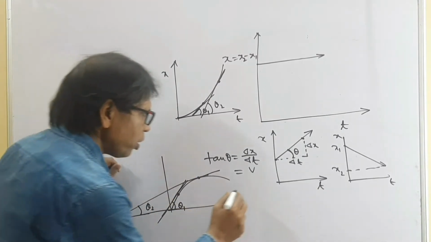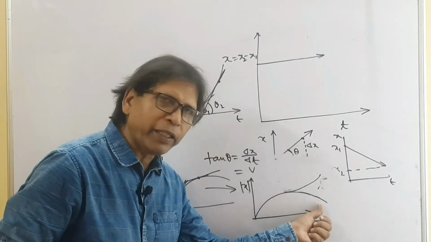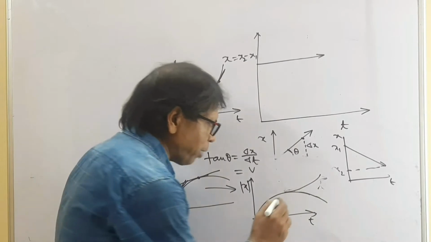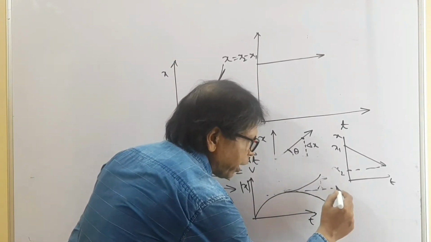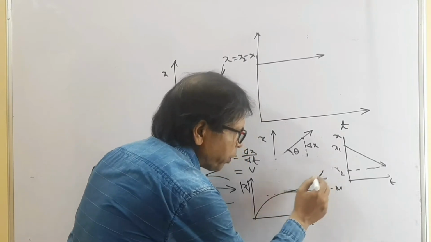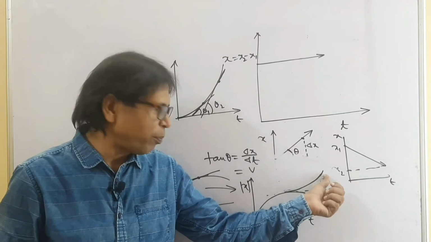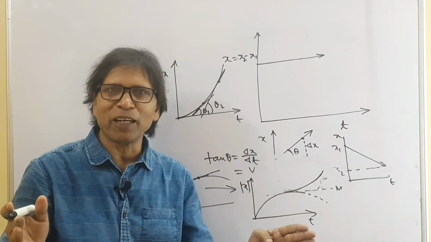Now during retardation, this graph is the displacement-time graph, but the distance-time graph becomes the mirror image of this graph if the mirror is placed here. So look at this, the upward portion represents the distance-time graph and this dotted portion represents the displacement-time graph.